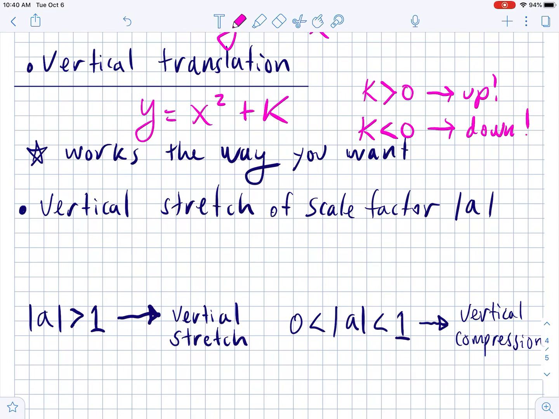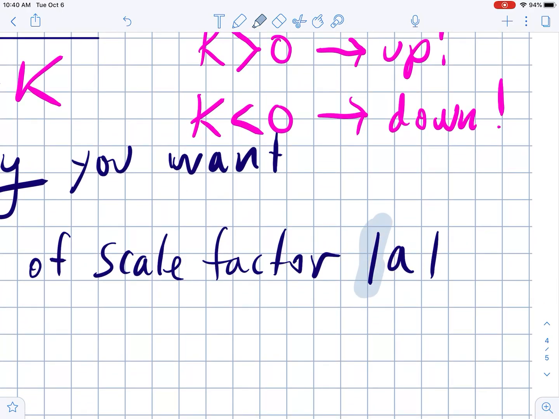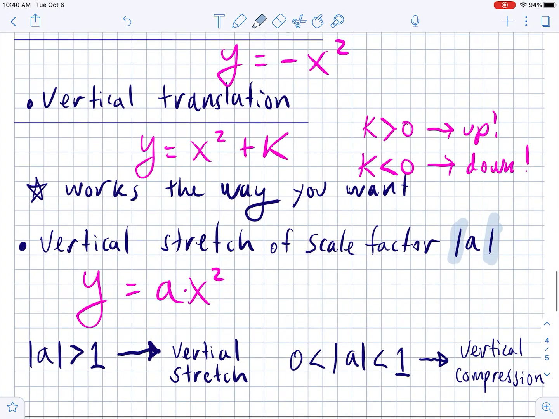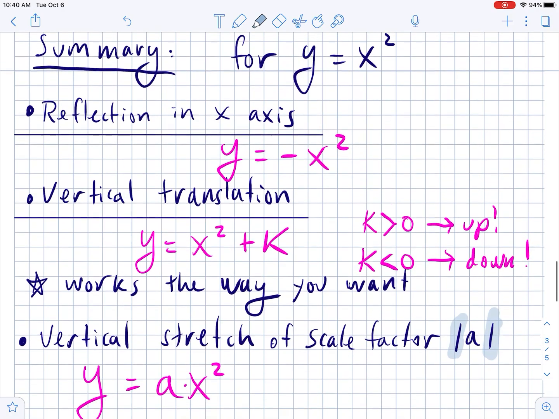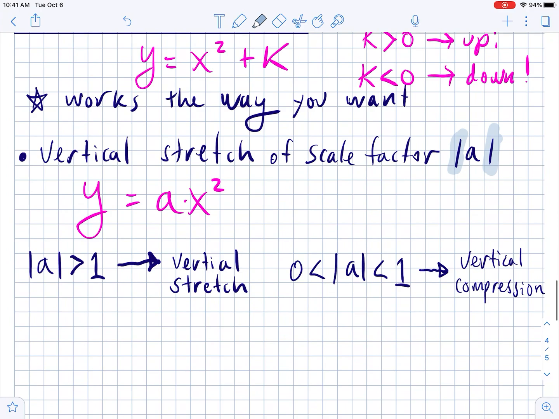Next up, a vertical stretch of a scale factor of absolute value of a. That is going to look like this. y equals a x squared, where that scalar is being multiplied on the outside. Now, the reason that they add these absolute values is because when a is negative, there's also a reflection in the x-axis. But we're trying to separate those two, so they're just talking about the absolute value of a.